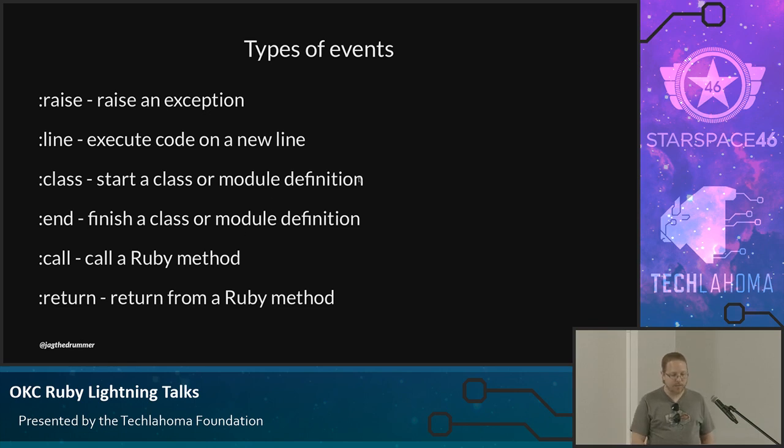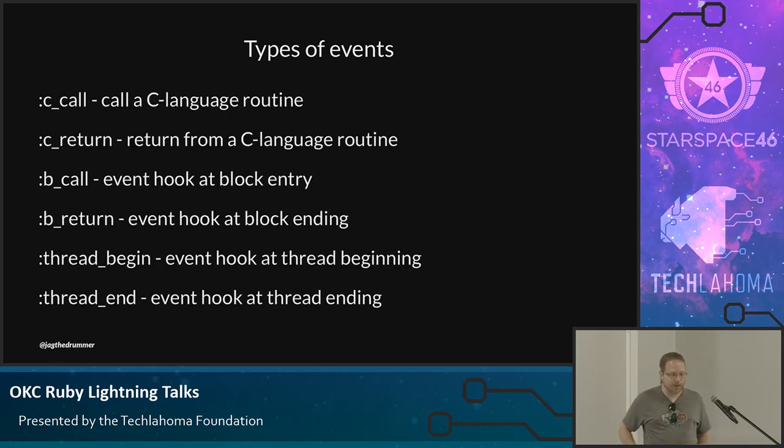Class will let you be notified anytime that a class or module is defined. End is anytime that it gets to the end statement of a defined class or module. Call is pretty helpful because that lets you log every single time that a new method is called. So this, instead of showing you every single line of code that you execute, just shows you every time that you step into a new method. And return is every time that you return something from a method, whether it actually explicitly returns anything or not. It's just basically, okay, this is the end of the method call.